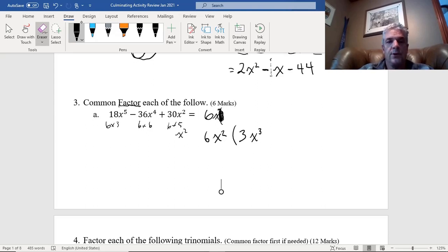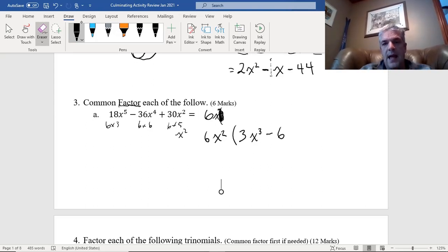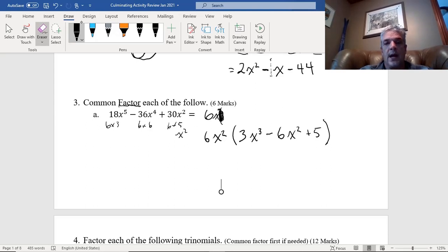Oh, sorry. First, the 6, 36 divided by 6 is going to leave me with 6. The minus will stay there, x, and I'll be left with an x squared. And then finally, the 30 divided by 6 is plus 5, and there is no x squared. I took it already out. It's out here. That x squared is out here, and I close it off. And that is it factored out, okay?